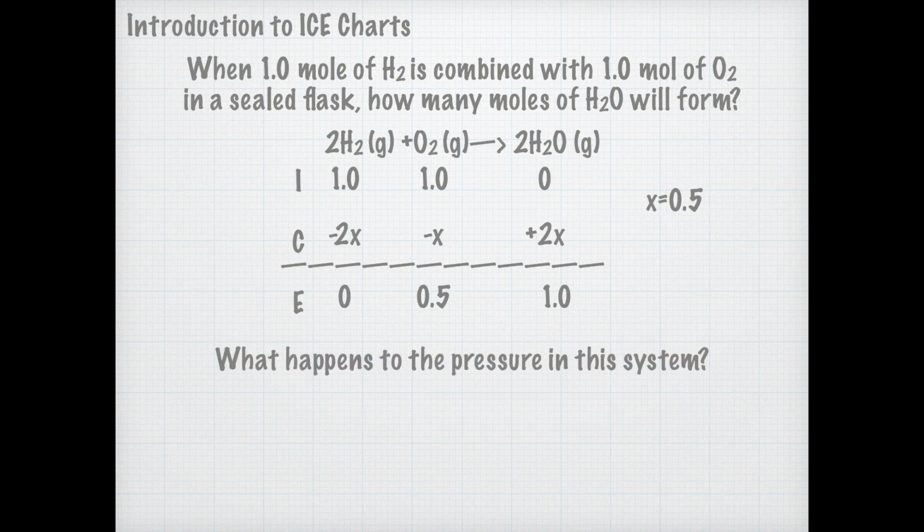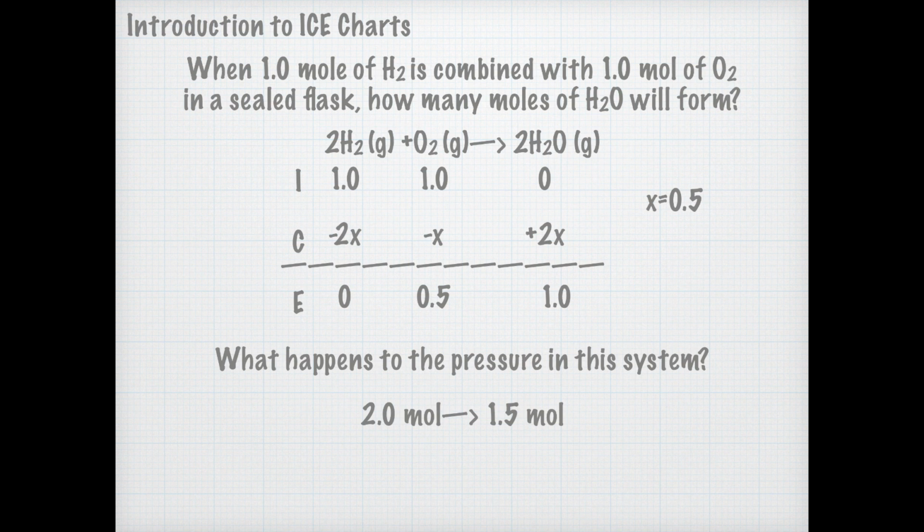Then what I could ask next is, well, what happens to the pressure then? How does the pressure change as this reaction proceeds? So if you look at it, I started off at the beginning with a total of 2.0 moles of gas, right? 1 mole of hydrogen, 1 mole of oxygen. I finished with 1 mole of water and 0.5 moles of oxygen. So I went from 2 moles to a total of 1.5 moles.